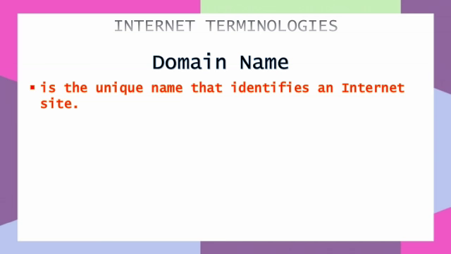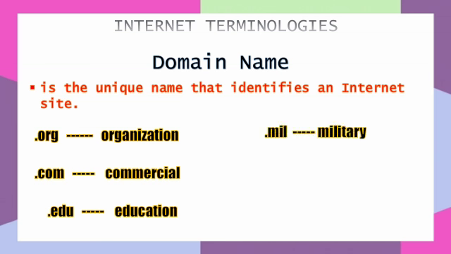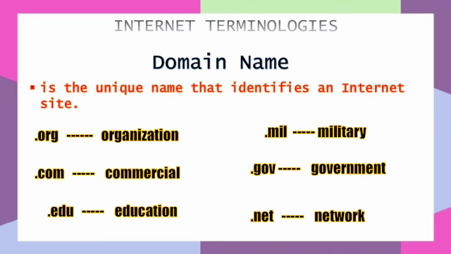Domain name. Domain name is the unique name that identifies an Internet site. Domain names always have two or more parts separated by dots. Here are the most common domain names. .org for organization, .com for commercial, .edu for education, .mil for military, .gov for government, and .net for network.